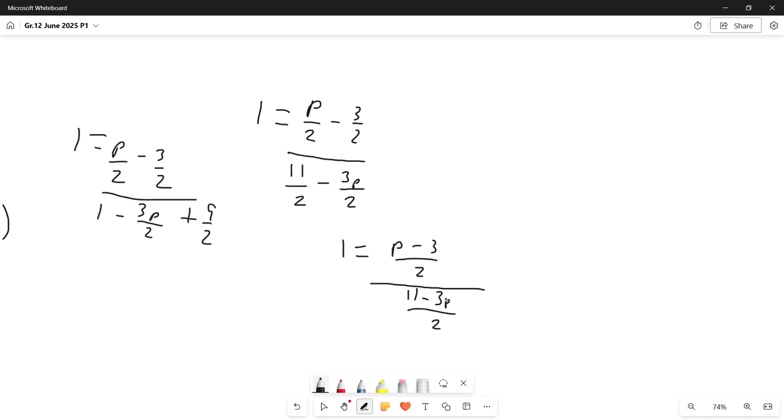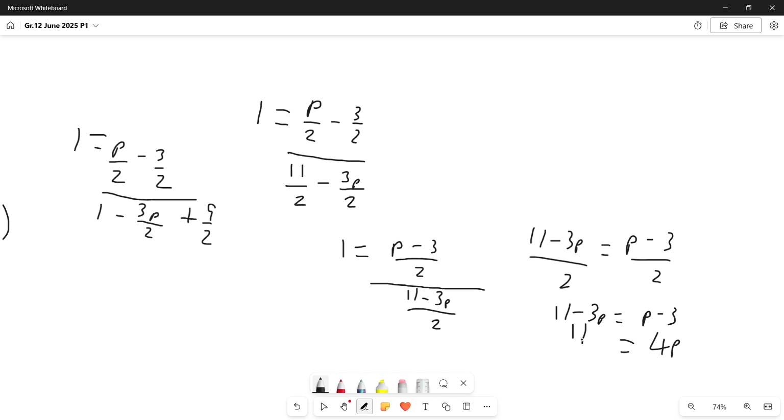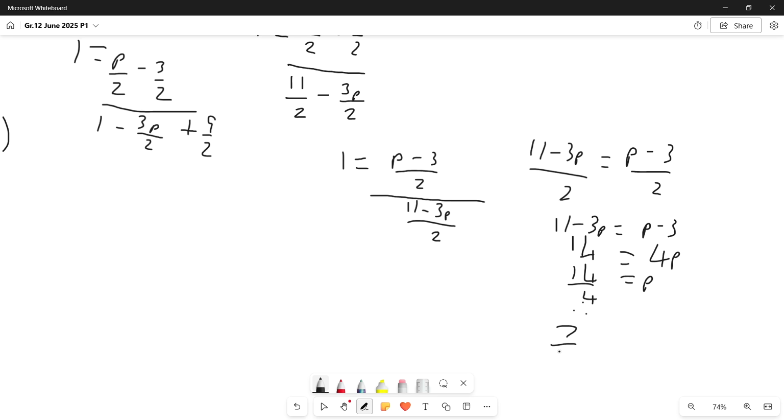So what's going to happen here is I can times this whole thing up there. So we have 11 minus 3p over 2 equals p minus 3 over 2. They're both over 2, so we can drop that. So we have 11 minus 3p equals p minus 3. Take the negative 3p over to that side, so that becomes 4p. And this negative 3, take it over there, it becomes a positive 3, which gives 14. And then p equals 14 over 4, simplified is 7 over 2. p equals 7 over 2.